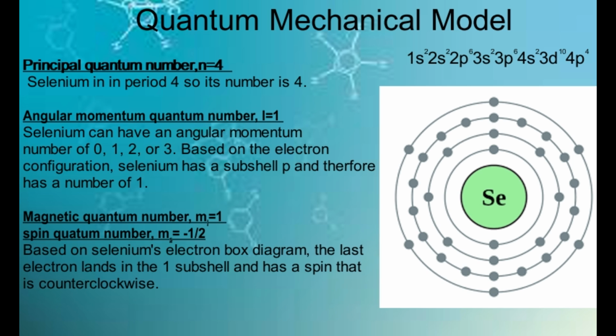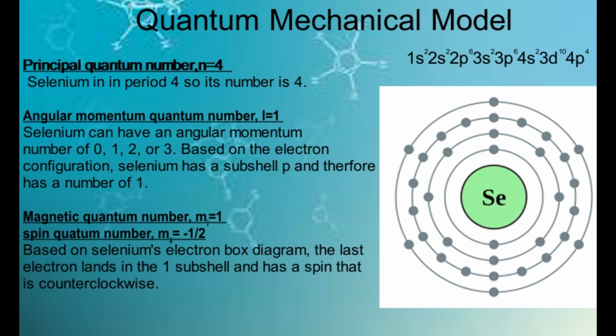Selenium has an angular momentum quantum number of 1. This is based off of the p subshell that selenium has in the last part of its electron configuration.